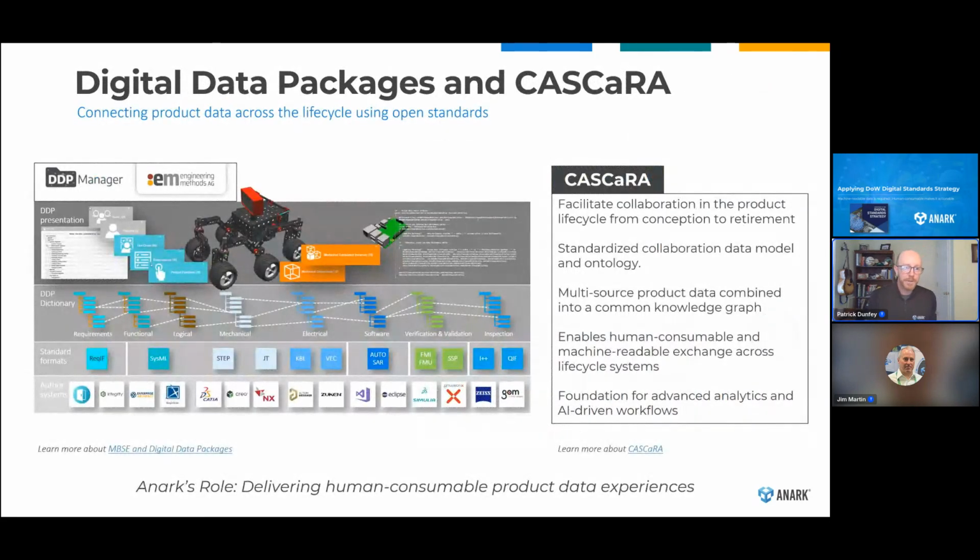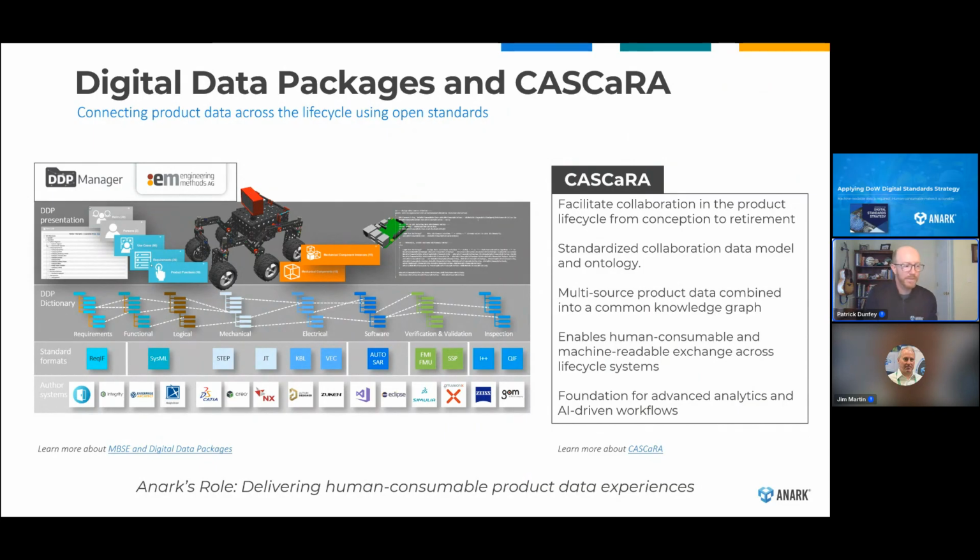All right, one other example, very closely related to the last slide, is the digital data package and Cascara. These are two groups. The digital data package is a technology component that's part of the Cascara organization, driving this standardized collaboration data model and ontology that you see on the right-hand side of the slide. The goal here is to deliver a standards-based approach to connecting product data across the lifecycle, an open standard, no less.